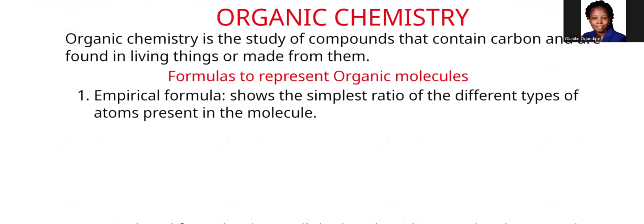The first formula that is commonly used to represent organic molecules is the empirical formula. The empirical formula shows the simplest ratio of the different types of atoms present in the molecule. An example of such a formula is this: CH4. Another example is CH2.